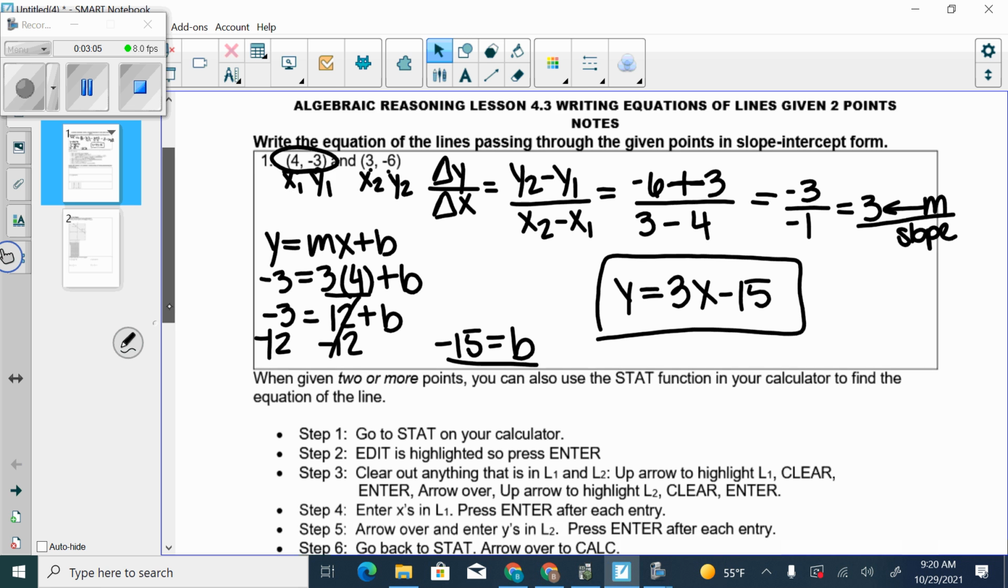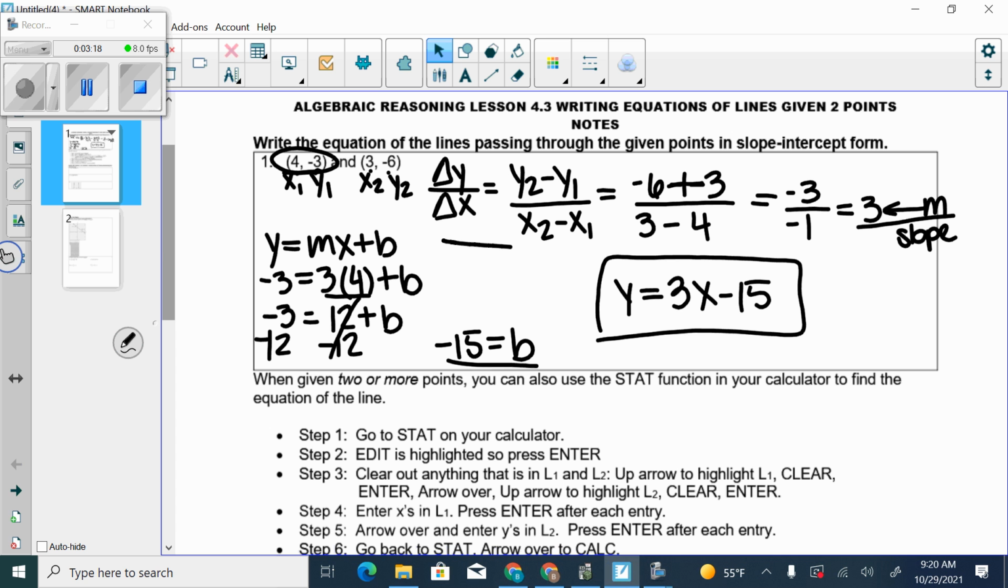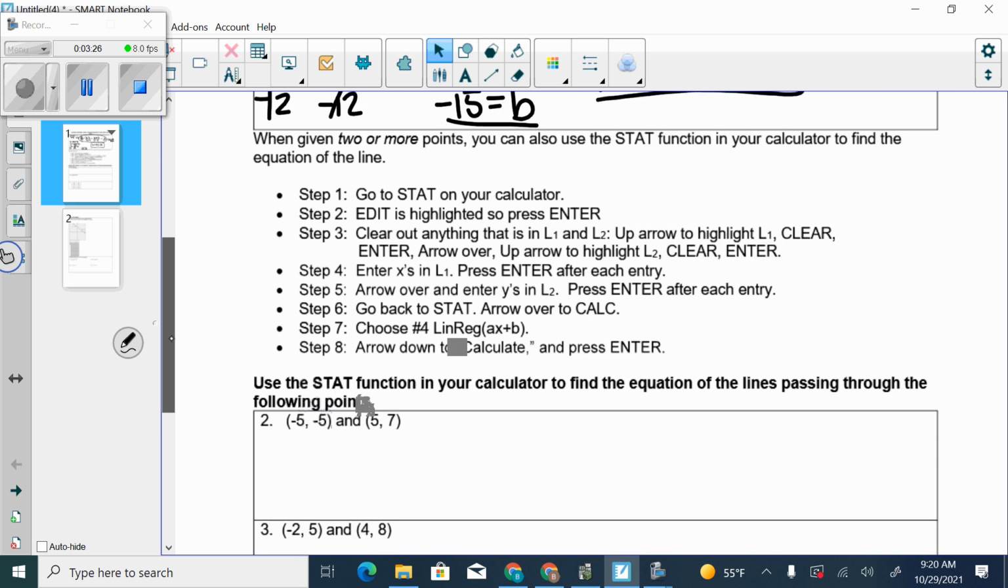All right. So it says that when you are given 2 or more points, you can also use the stat function in your calculator to find the equation of the line. So that's going to be helpful, so that we don't have to do all of this up here every time we want to find slope. We can do it in our calculator. So these are the steps that it gives us.